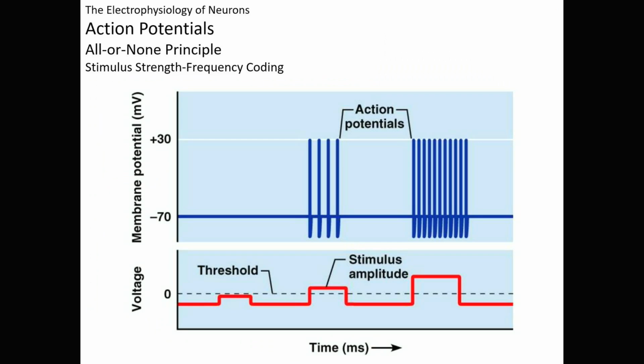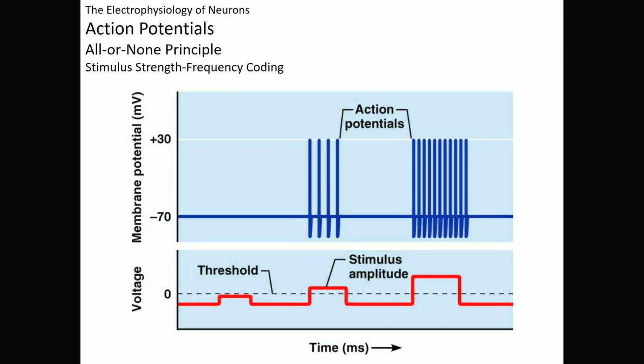The answer is we don't do it through individual changes to a single action potential. Rather, that stimulus information is coded in the frequency with which action potentials are being sent. And so I'm going to introduce you at this point to something called strength frequency coding. We have a very similar plot to the last one here.